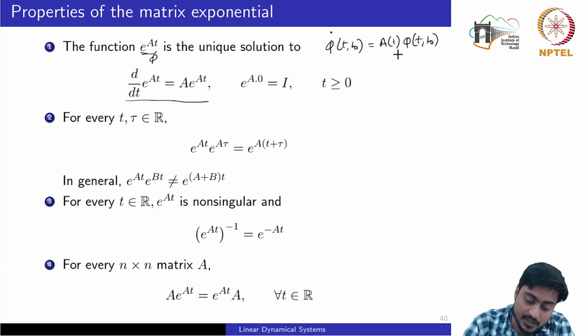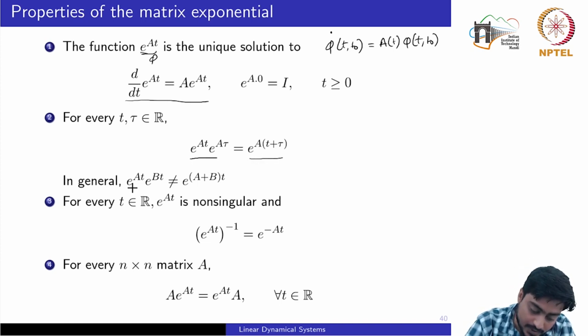So the first property remains similar to the LTV case, where we just replace the time varying state transition matrix by the matrix exponential. Again, for every t comma tau belonging to R, we can write the multiplication of the matrix exponentials at t and at tau as the matrix exponential at t plus tau. Okay, we should also remember that if I am computing the multiplication of two matrix exponentials at the same time but with different matrices, this is not equal to the matrix exponential of the summation. This is equal only if A, B are scalars. Right, here we have A, B as matrices.